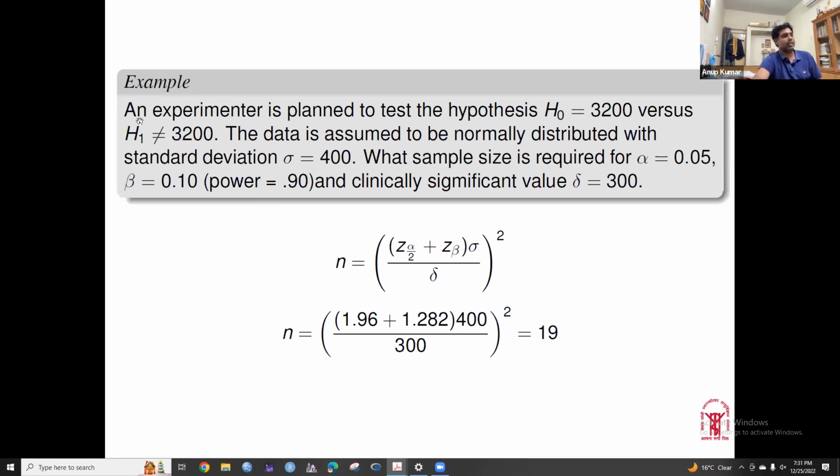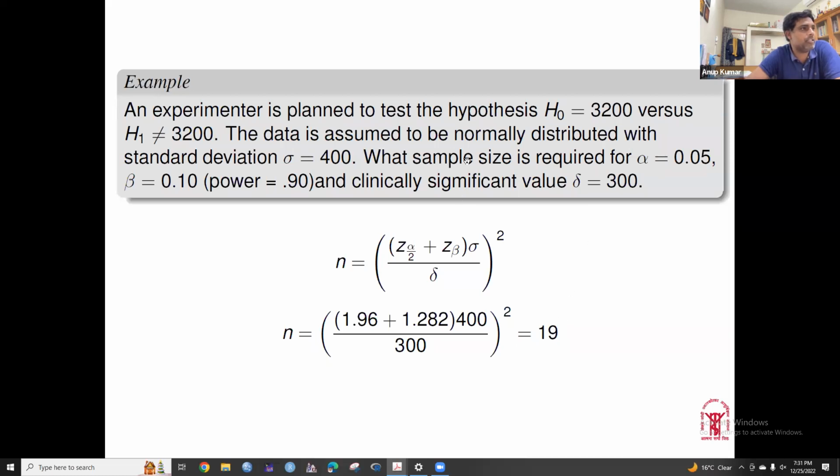So, for example, if an experimenter plans to test the hypothesis that children at the time of lunch are having 32 calories or not, we want to test this. The data is assumed to be normally distributed, with a standard deviation of 400 calories. What sample size is required for this level of significance and this much power, and a clinically significant difference of 300? Just substituting these values, we get that at least 19 students must be selected for testing this hypothesis.